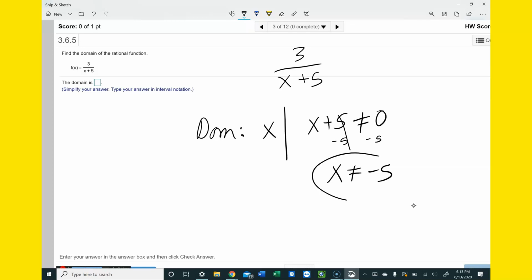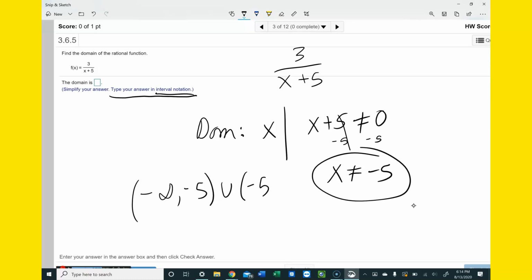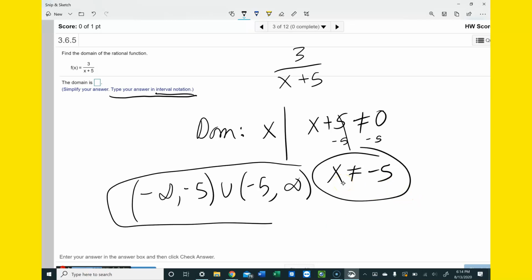Now, this is a great way to express it, but notice that this Math Excel question says type your answer in interval notation. So if x does not equal negative 5, how do I express that as an interval? That means it can be anything but negative 5. So it can go from negative infinity to negative 5. And I make sure to put parentheses around the negative 5 because it doesn't include the negative 5, union, and then anything after negative 5 up to infinity. So this means anything from negative infinity to infinity except this non-included value of negative 5. So that's how you type it in interval notation. These two things mean the same thing.